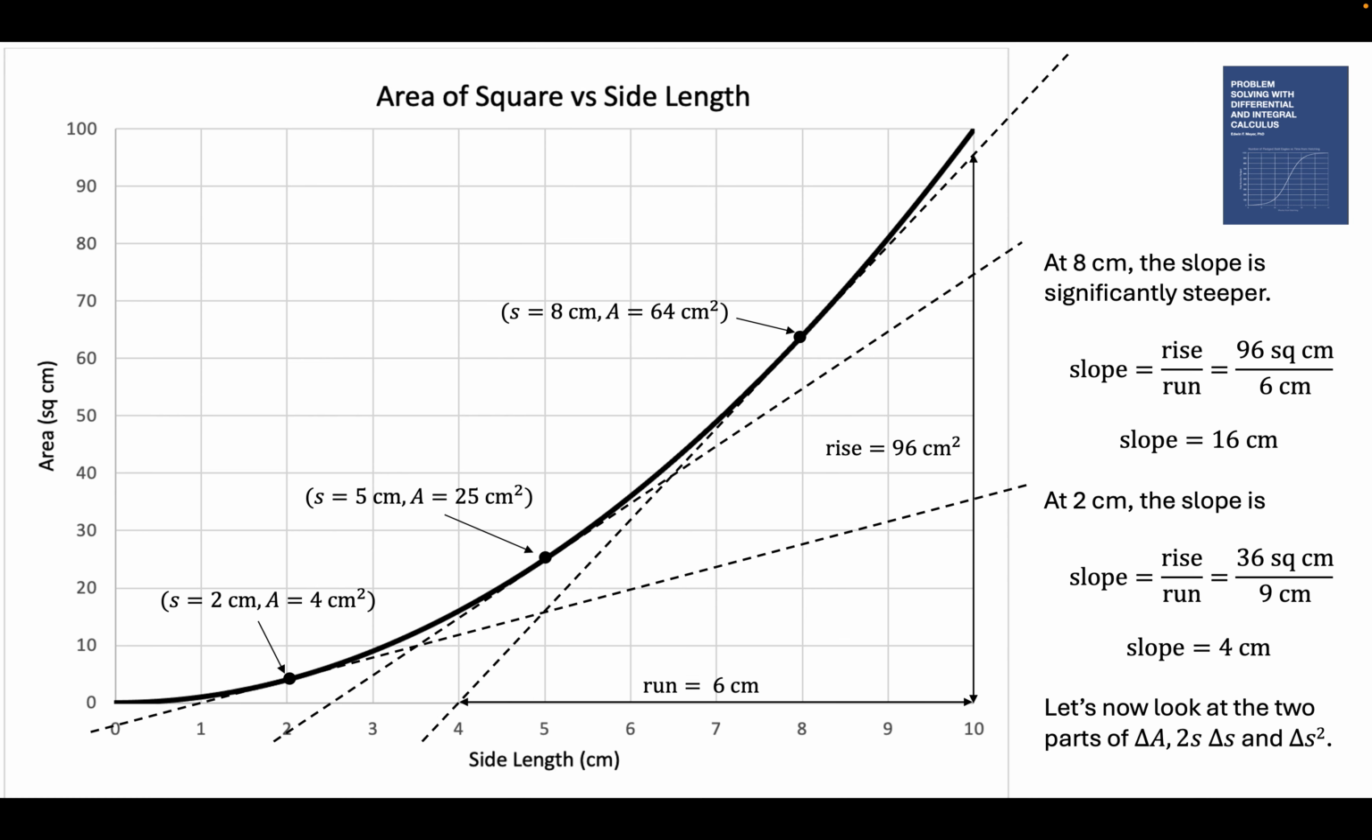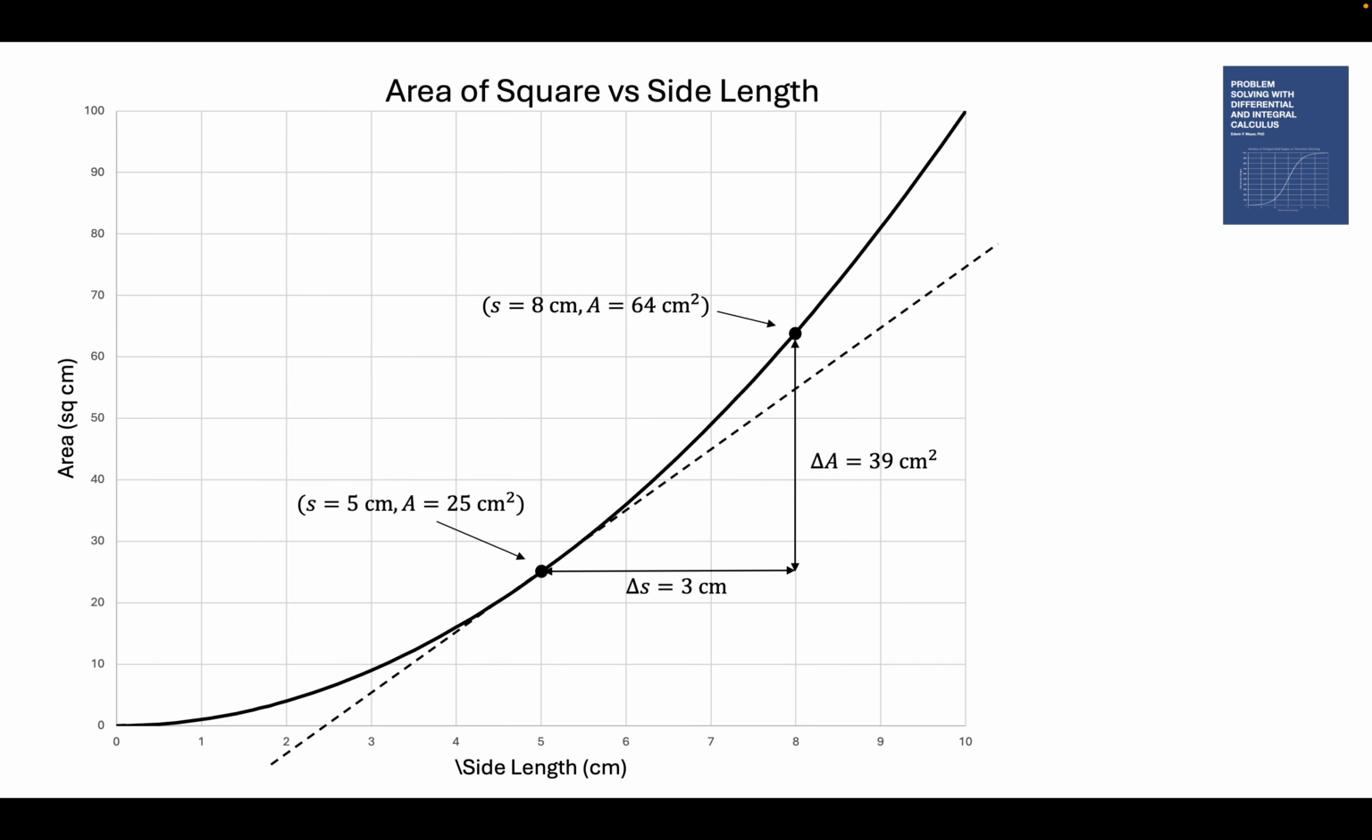Now we're going to look at the contributions to delta A: 2s delta s and delta s squared. Those two contribute to the delta A. So here we are. Our familiar side lengths, 5 and 8, give us the areas of 25 square centimeters and 64 square centimeters respectively. The difference in the side length is 3 centimeters. The difference in the area is 39 square centimeters.